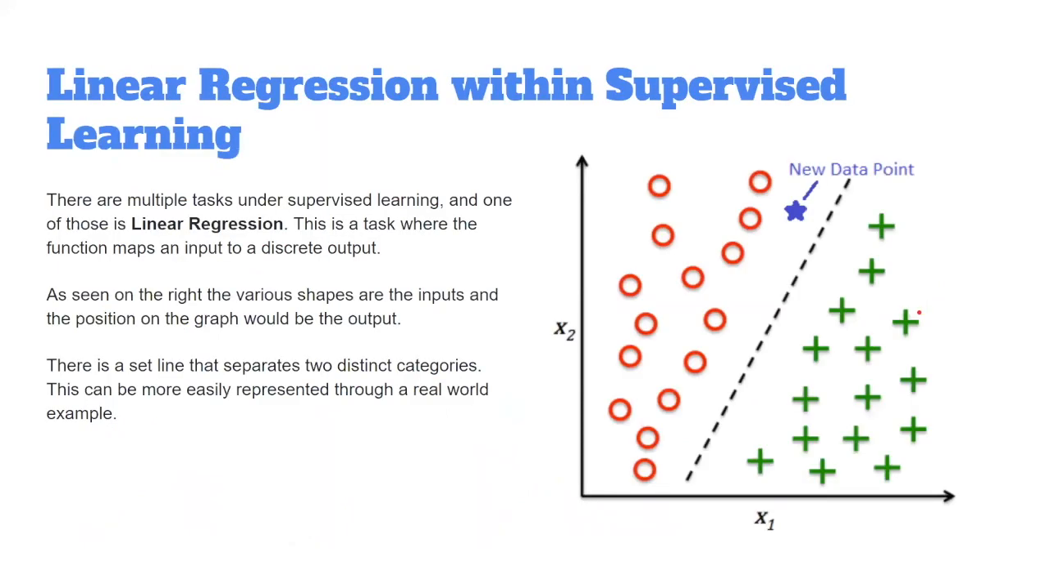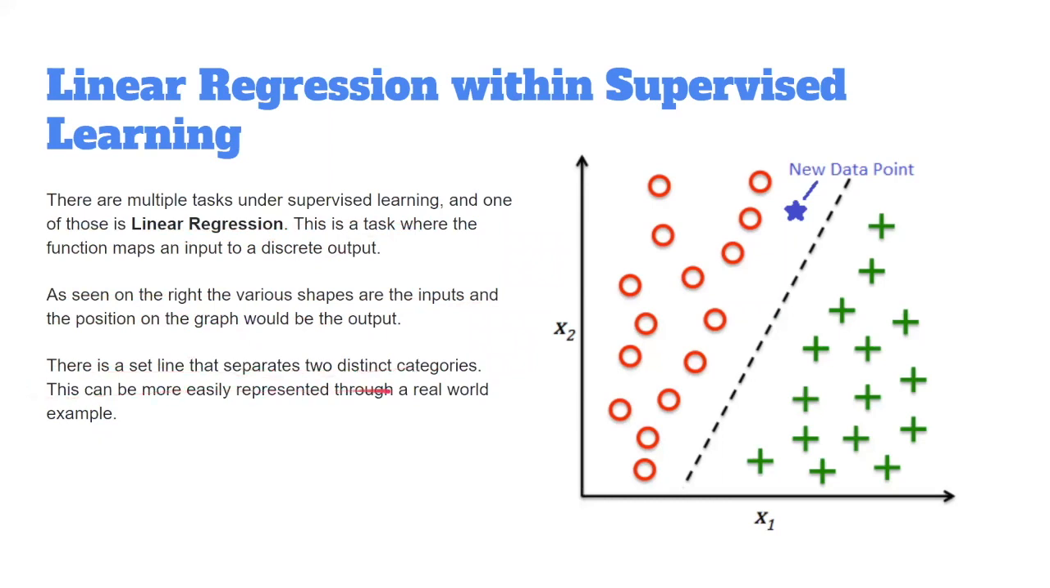Now we're going to be moving on to actual techniques that are used in machine learning, and more specifically, supervised learning. The first one is known as linear regression. There are multiple tasks under supervised learning, and one of those is linear regression. This is a task where the function maps an input to a discrete output. As seen on the right, the various shapes are the inputs and the position on the graph would be the output. There's a set line that separates two distinct categories.